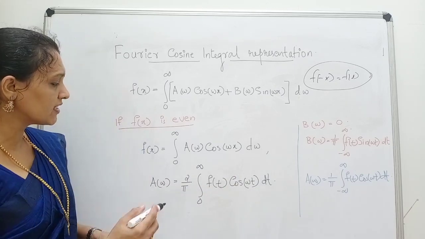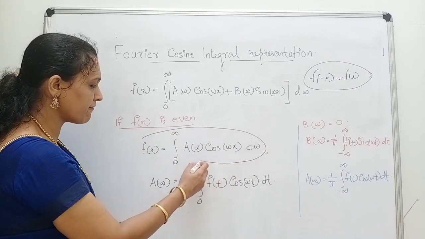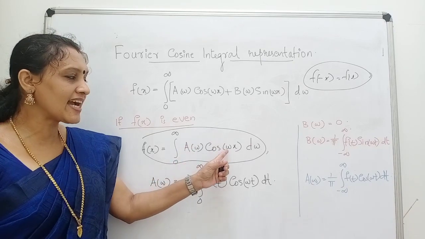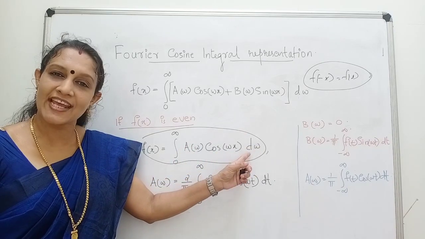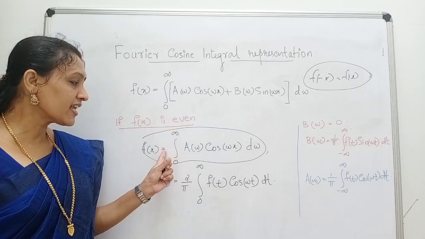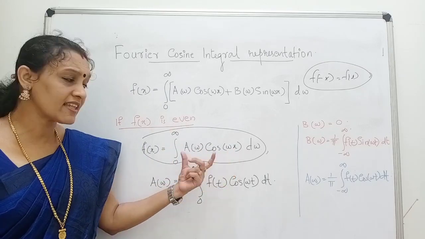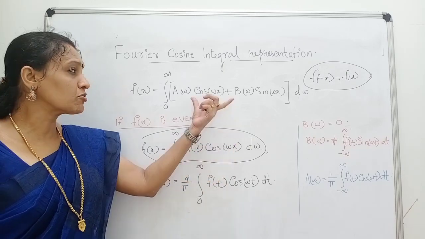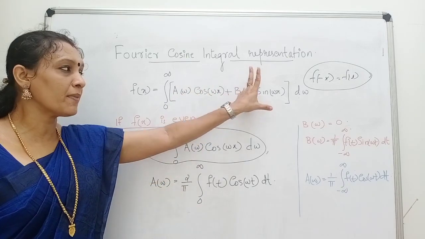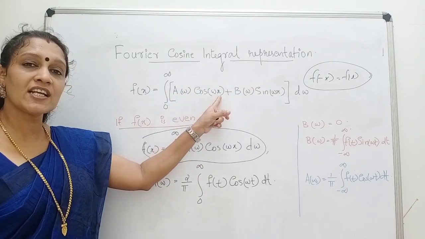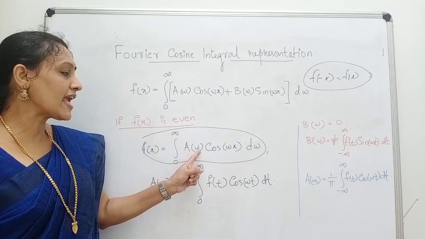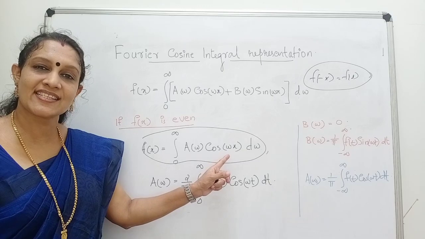So what we have for the function f of x? F of x is integral 0 to infinity a omega cos omega x into d omega, and this integral representation is called the Fourier cosine integral representation. This is very easy to remember. You have to learn the big equation, isn't it? And in the big equation, if b omega is 0, our integral becomes f of x is equal to integral 0 to infinity a omega into cos omega x d omega.